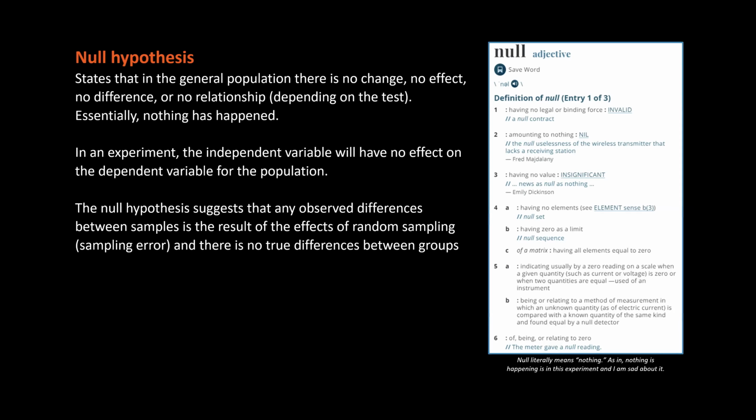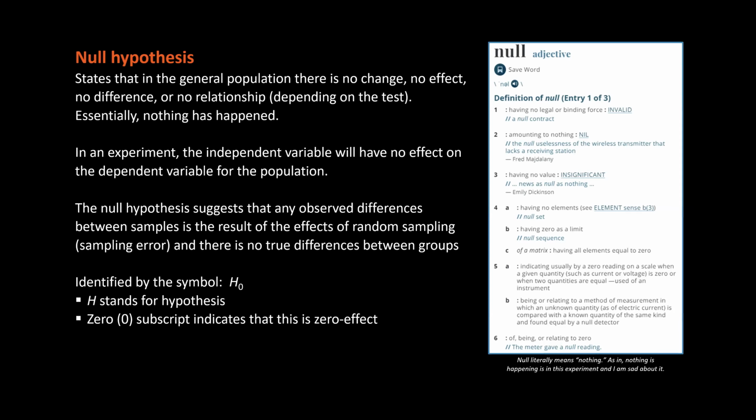The null hypothesis says there's no differences between those groups in reality. When we state the null hypothesis, we identify it by the symbol H subscript 0. The H stands for, predictably, hypothesis, and the 0 subscript indicates that this is a zero effect. Null also literally means of being or relating to 0. So it literally means nothing. It always contains an equality as well, and I will expand on what I mean by that. But these are 3 different equalities: equal, greater than or equal to, and less than or equal to.